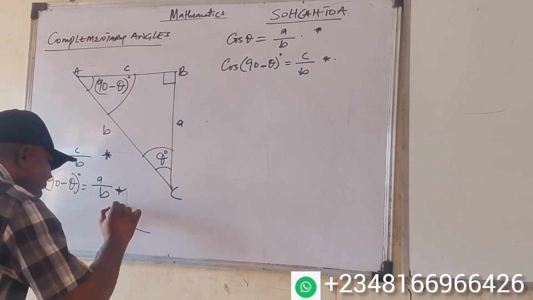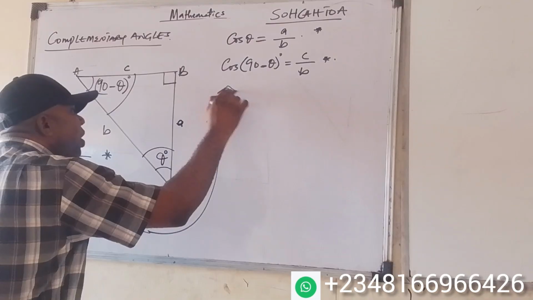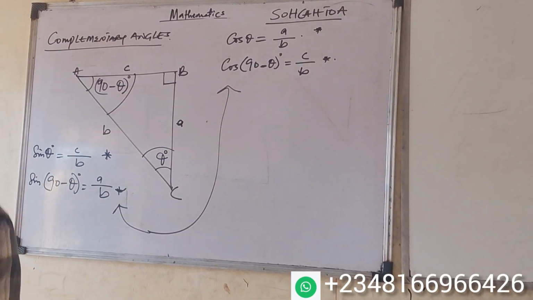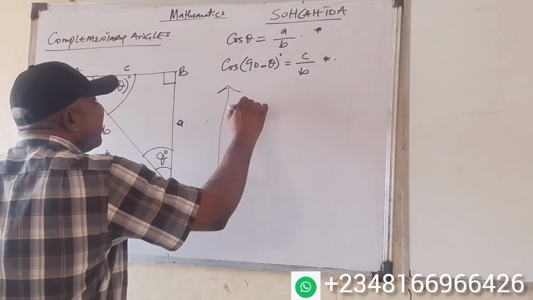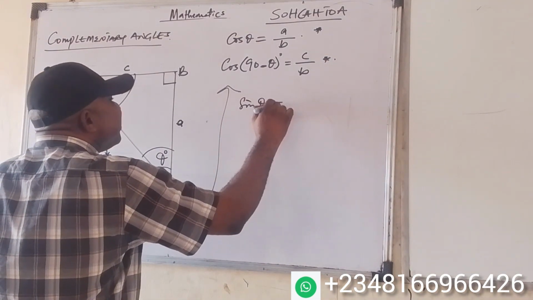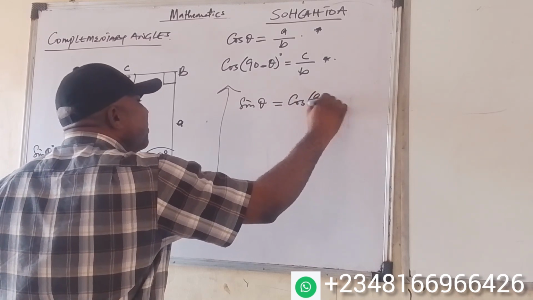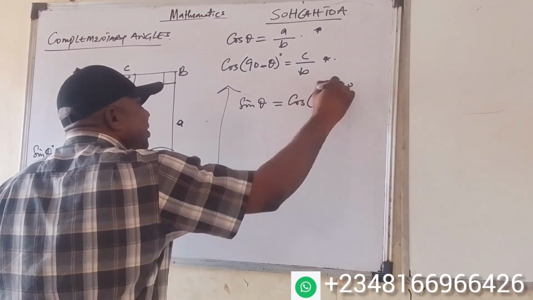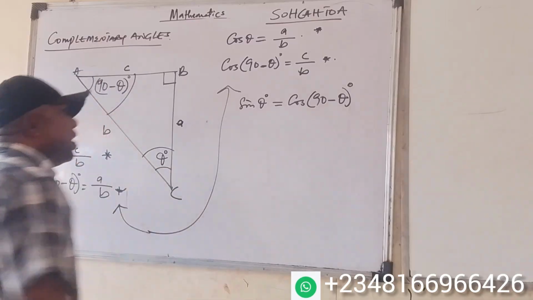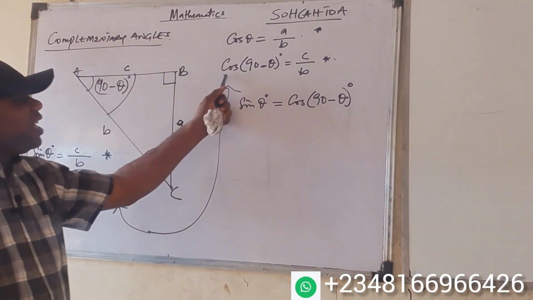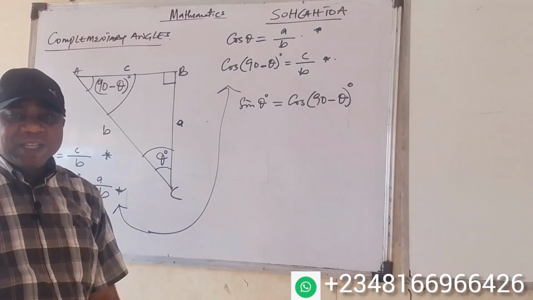Let's compare this and this now. Comparing, you will see that sine theta is the same thing as cos 90 minus theta. Let's look at it. Sine theta is C all over B. Cos 90 minus theta is C all over B.